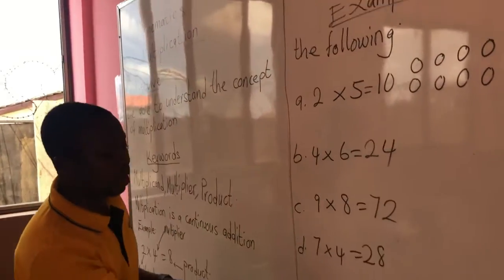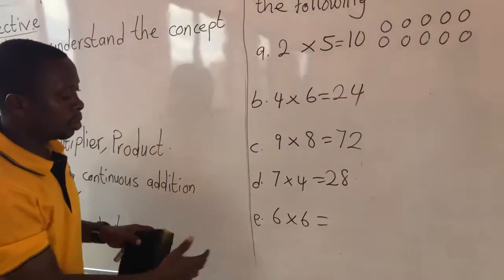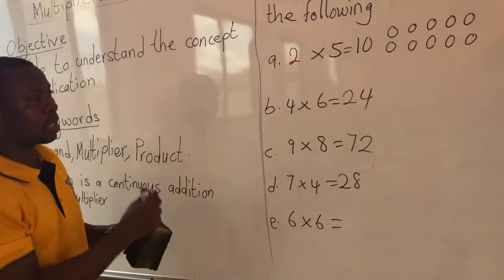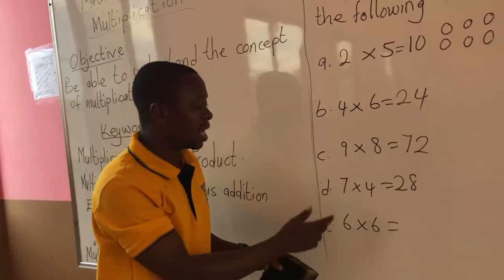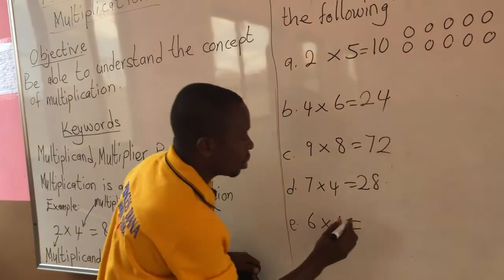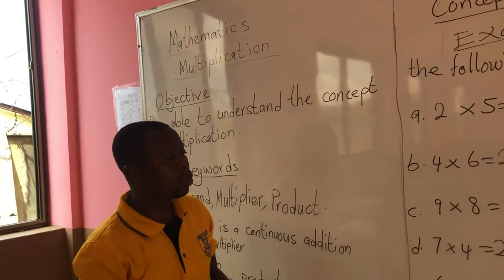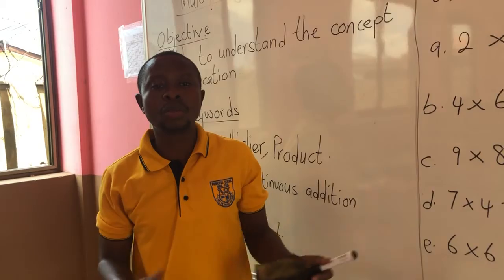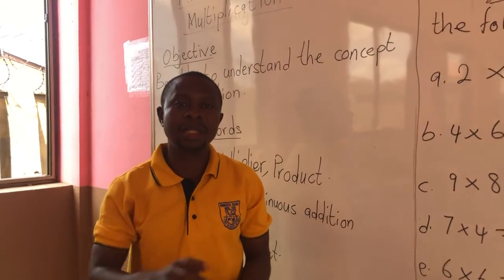Good. Now, I would like you to try this for me. Quickly. Try this one quickly for me. Use the same method or the concept. Okay? Good. I hope you get the answer correct, which is 36. Is that right? Good. Okay. So with this concept, we'll bring today's lesson to an end, and until we meet again. Have a nice day. Bye.